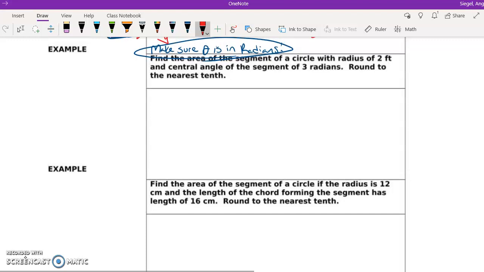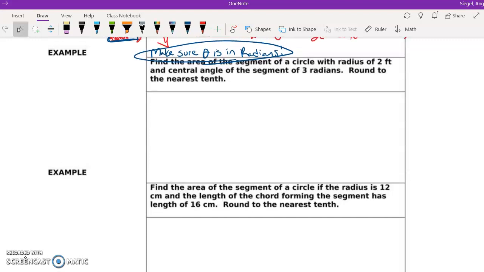Okay, so we're going to go ahead and try this problem. We're trying to find the area, and we know that the circle has a radius of 2 feet and a central angle of 3 radians. So I'm going to make a picture real quick. I'm going to push pause, but think about 3 radians.